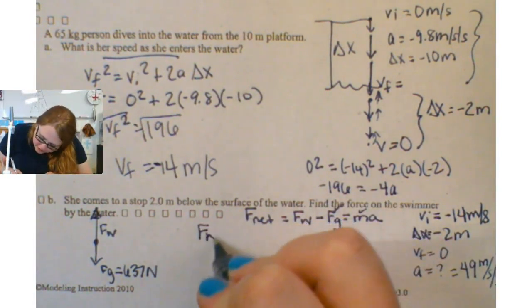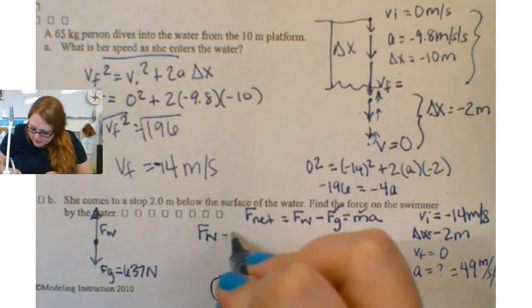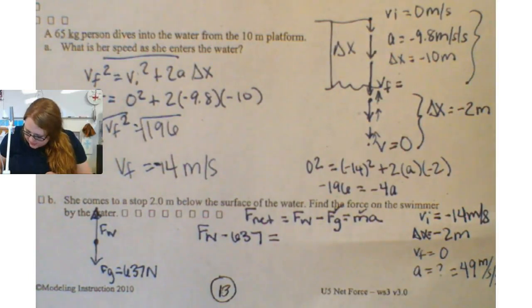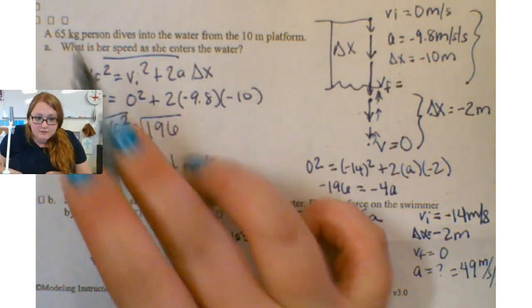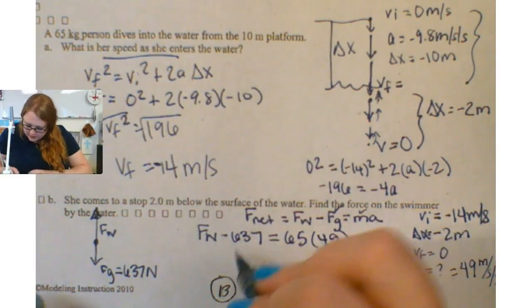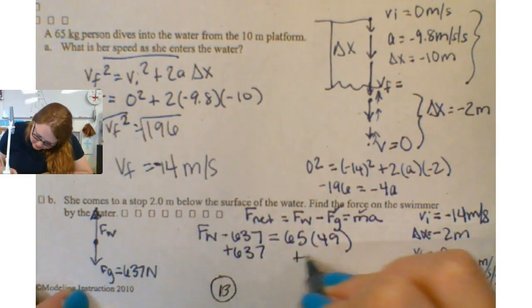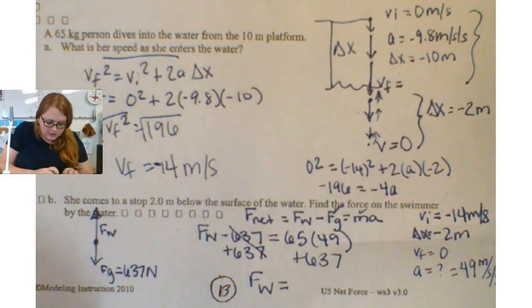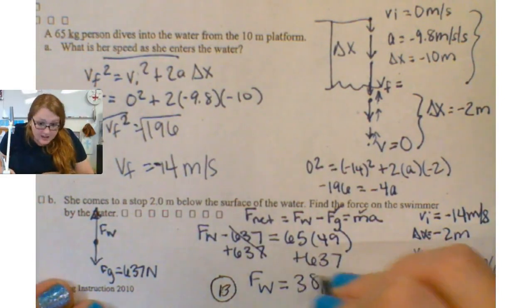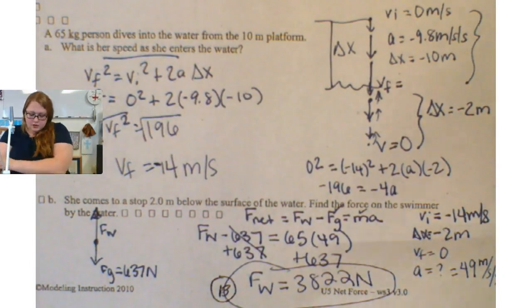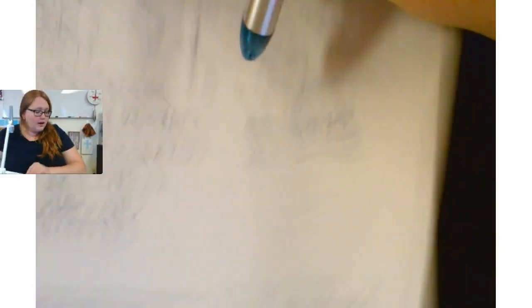The force of the water, that's what I'm trying to find. I'll leave it as variables. Minus 637, I'm going to plug in the force of gravity, equals mass, my mass, 65, right here, times acceleration, that's 49. Okie dokie. So it looks like all I have to do to get the force of the water is add 637 to both sides. So 65 times 49 plus 637, 3,822, and the units for force are newtons. So there's part B. Alright, number 4.